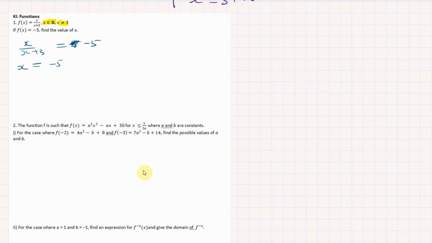So we get minus 5 into x plus 3. So we get x is equal to negative 5x minus 15. I'll pull the 5x across by adding 5x to both sides, and so I should get x is equal to negative 15 over 6. And that would be my answer there.